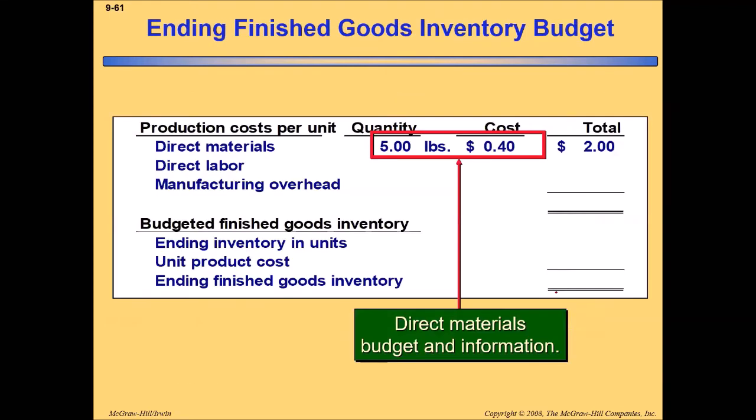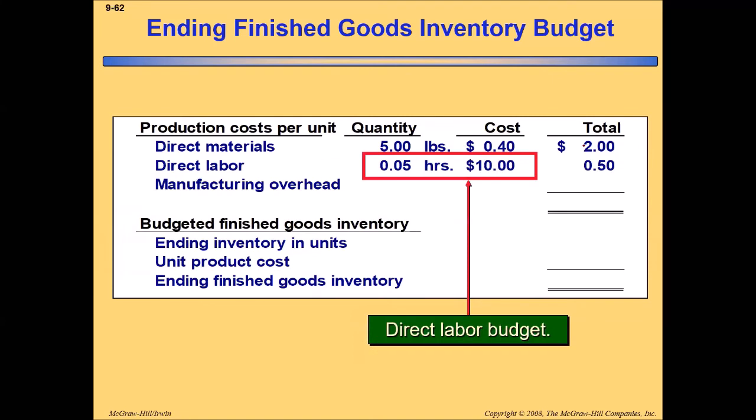And here we have a small concept, the ending finished goods inventory budget. So how much should we charge to ending finished inventory? For direct material, from the direct material budget, we know that 5 pounds of material is required for one product and the cost for 1 pound is 40 cents. So total direct material cost for each product is $2.